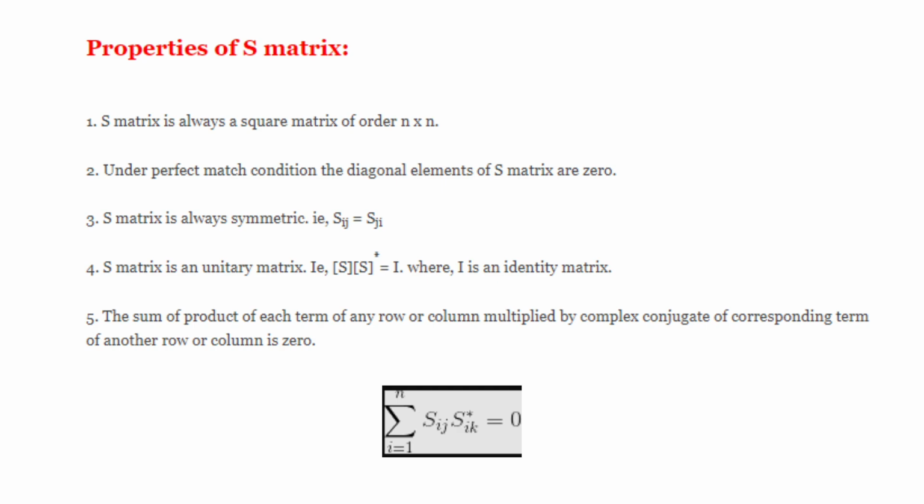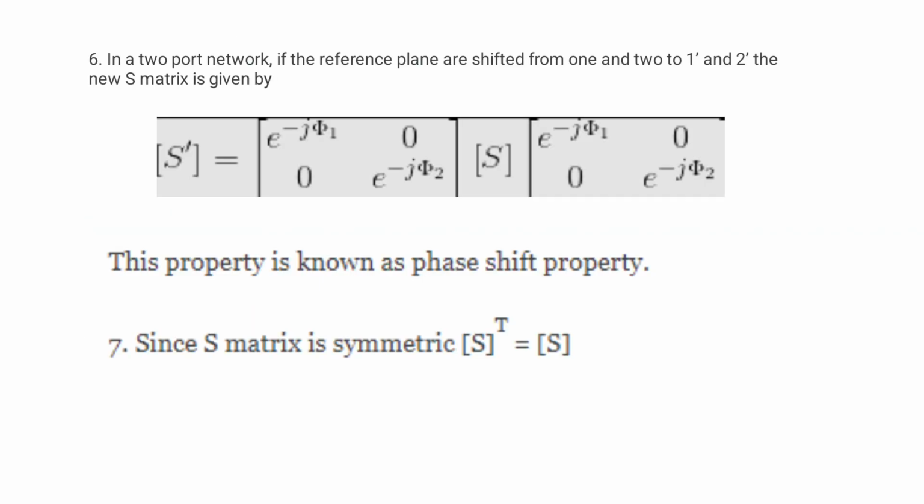S matrix is always symmetric, Sij equal to Sji, and S matrix is a unitary matrix, which means S into S star equal to I. This I is the identity matrix. So the sum of the product of each term of any row or column multiplied by the complex conjugate of the corresponding term of another row or column is 0, which means summation of i equal to 1 to n Sij and Sik star, that value is equal to 0.